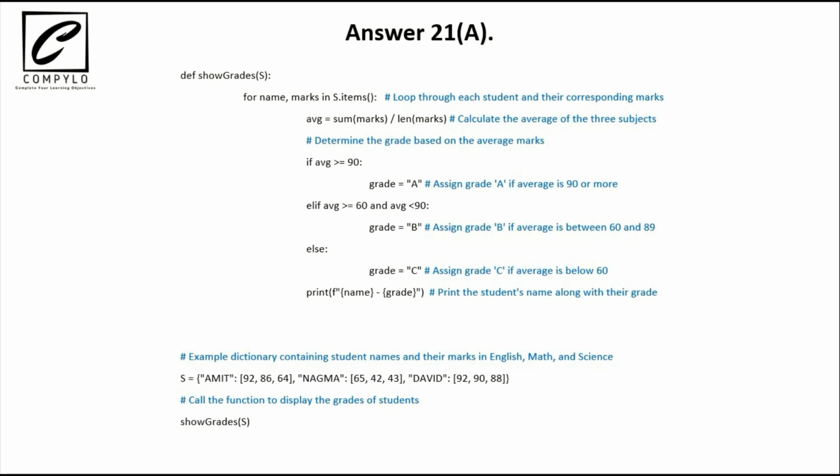Now we have 3 conditions. If the average of marks is greater than or equal to 90, the grade assigned would be A. If the average of marks is greater than or equal to 60 but less than 90, the assigned grade would be B. Else grade C would be assigned. And finally we have a print statement which prints the name with grade.